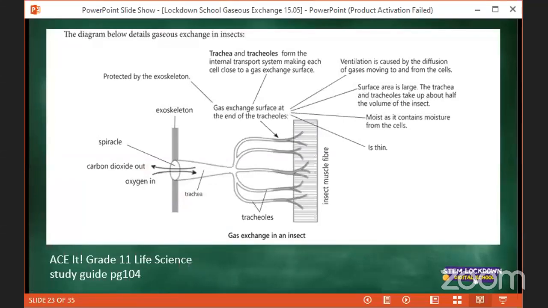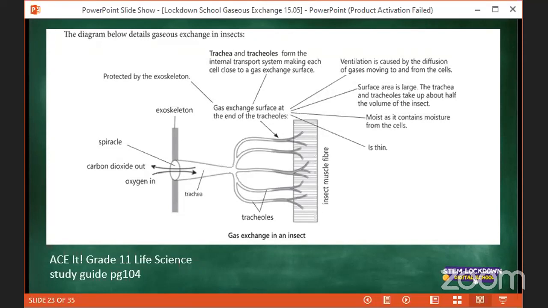Okay, so here is also a diagram which details gaseous exchange in insects. Let us start here. We have the trachea and tracheoles, which form the internal transport system, making each cell close to a gas exchange surface. And the gas exchange surface is at the end of the tracheoles, so right here. These are your tracheoles, and that is your trachea, and that is your exoskeleton. So basically, this is the inside, and this is your spiracle. This is where diffusion occurs, so carbon dioxide is diffused out and oxygen diffused in. Ventilation is caused by diffusion of gases moving to and from the cells.